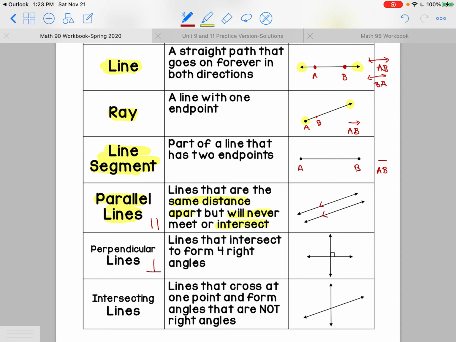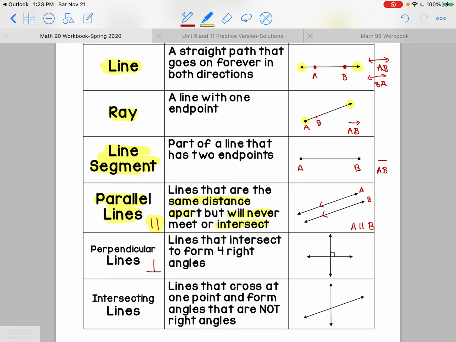Another notation is over here on the left. We sometimes note that with 2 parallel lines. So we may have line A and line B, and we might say that line A is parallel to line B, something like that.